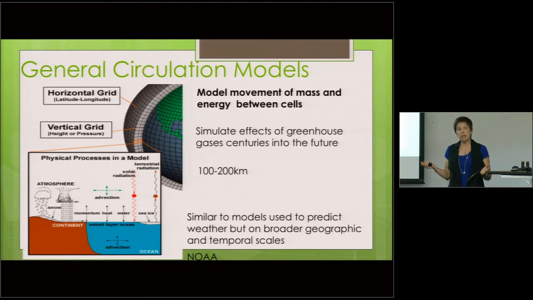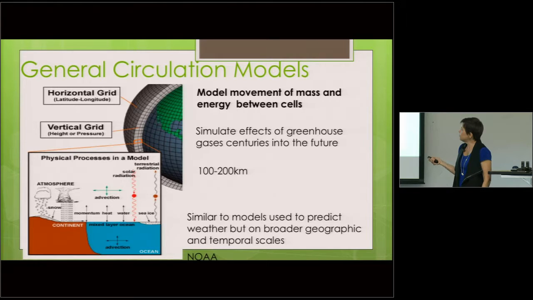So I'm going to tell you a little bit about these climate models so that when you hear about them you know vaguely what they might be about. We could spend, of course, an entire semester talking about climate models. They're usually called general circulation models or global circulation models, and they basically simulate the effects of greenhouse gases sometime into the future.